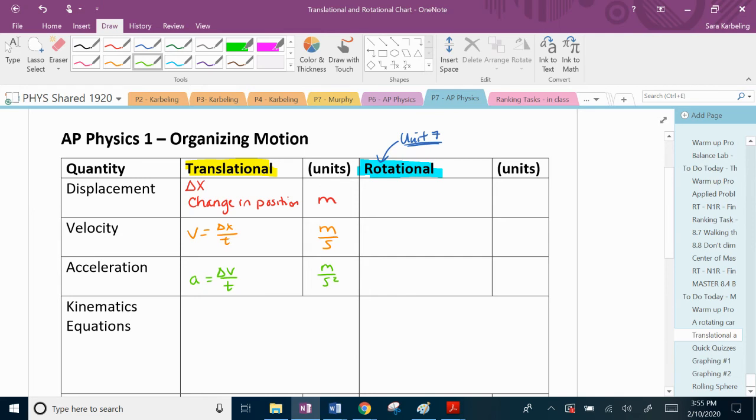Now we're here in February. We're doing the same stuff, but instead of talking about translation, so translation means in a straight line, right? Rotational means in a circle. Instead of measuring things in meters or nanocentimeters or whatever, now we're going around in a circle. How are we going to measure a displacement in rotation? We're going to use radians.